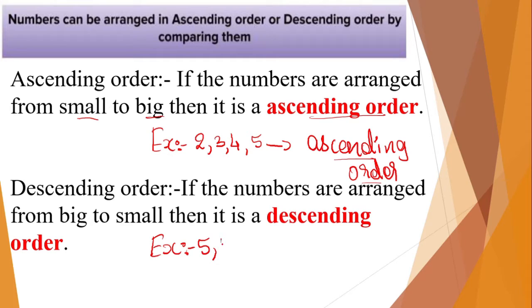Then we will have 4. And then we get 3. 3 is smaller than 4. And 2 is the smallest here. So 2 will be last. You can see 5 is the greatest number and it is going to the least number, which is 2. The order is from big to small. So here we can say that these numbers are arranged in descending order.